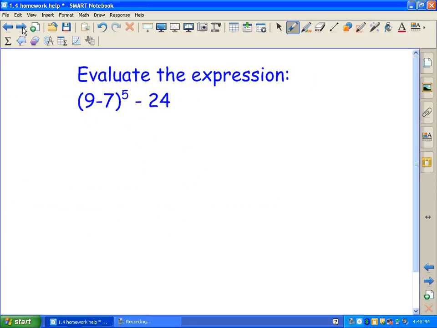And now I can also put these exponents into expressions and use my order of operations to solve problems with them. So if I wanted to solve this problem, remembering my order of operations, grouping symbols come first. So I'll do what's in here first. 9 minus 7 is 2. So I now have 2 raised to the fifth power minus 24. Well, I know the 2 to the fifth power, exponents come before subtraction in order of operations.